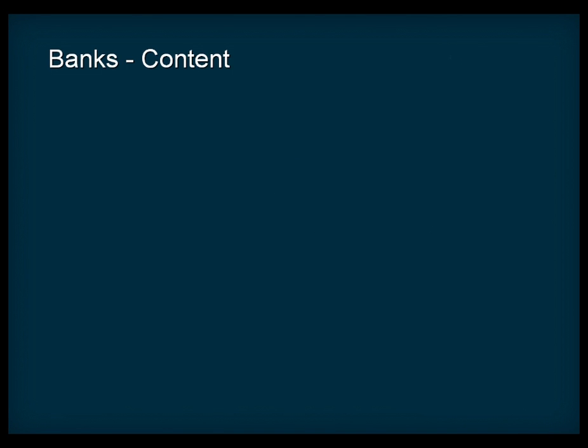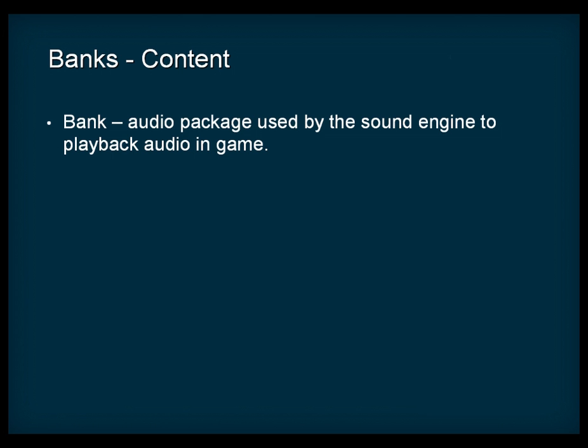A bank is basically the audio package the sound engine uses to play back audio in the game. These banks are loaded into a game's platform memory at a particular point in the game. By loading only what is necessary, you can also optimize the amount of memory that is being used for audio by each platform. In Wwise, there are two types of sound banks: the initialization bank and sound banks.